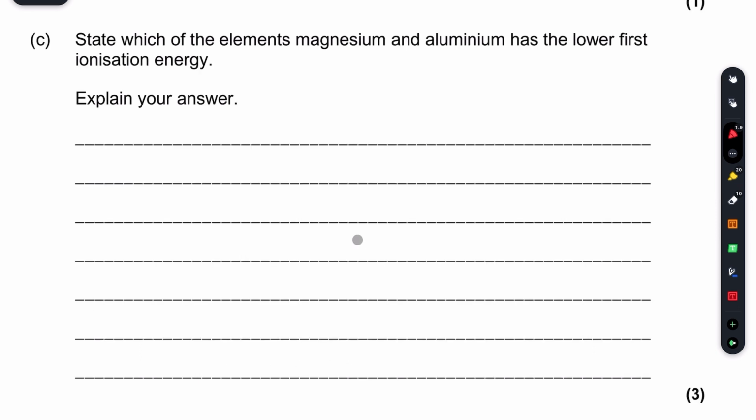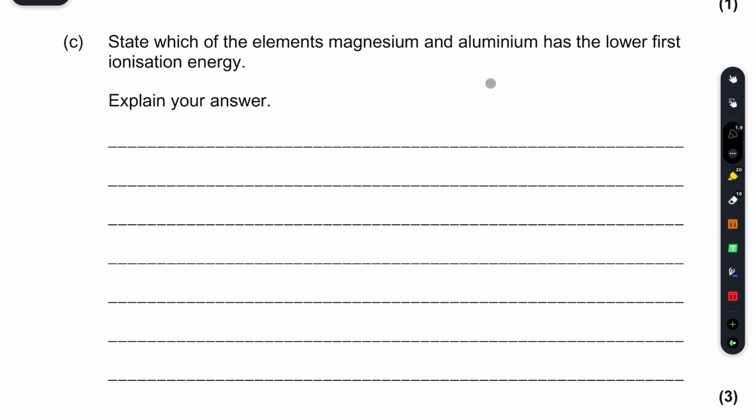Now this question here wants us to state which of the elements, magnesium and aluminium, has the lower first ionization energy. We looked at this in the slides. Aluminium has the lower first ionization energy because aluminium's outermost electron is further away from the nucleus of the atom compared to magnesium's outermost electron, since aluminium's outermost electron exists in a 3p orbital and magnesium's outermost electron exists in a 3s orbital. So there's weaker electrostatic forces of attraction between the positively charged nucleus and aluminium's outermost electron compared to the electrostatic forces of attraction between magnesium's nucleus and its outermost electron.